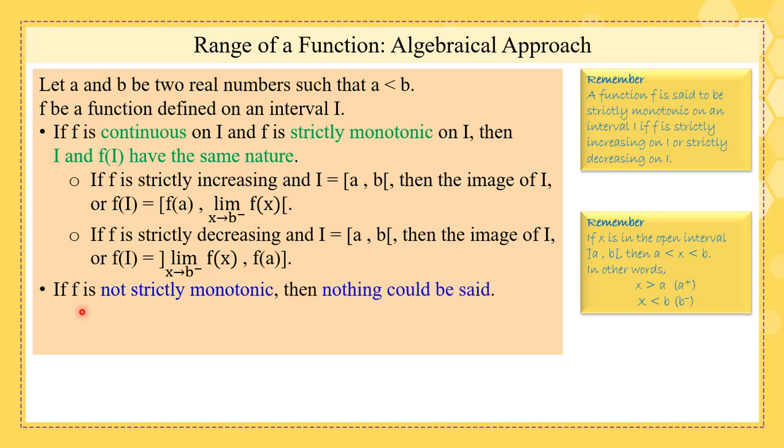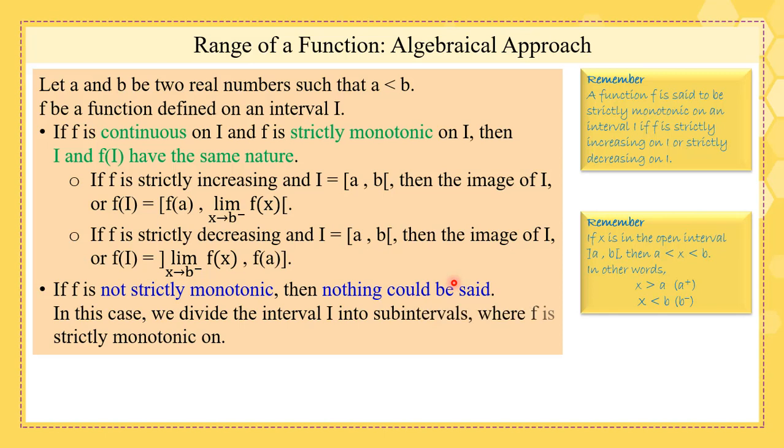We can also say that if f is not strictly monotonic, then nothing could be said. In this case, we divide the interval I into subintervals where f is strictly monotonic on each of these subintervals.